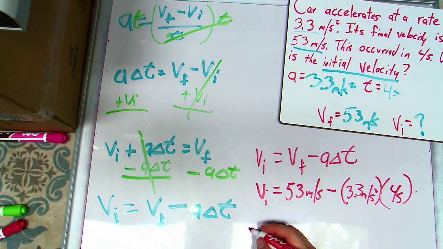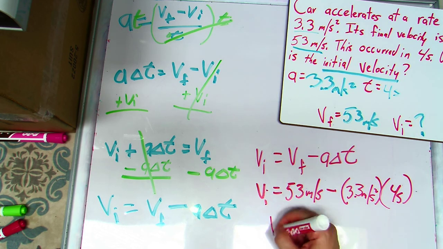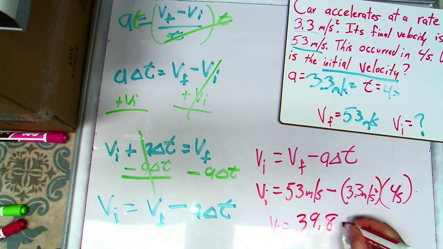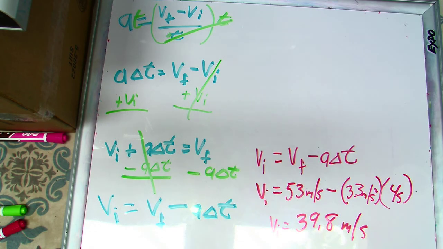All right. Well, if we were to go through, we multiply this, we subtract it from that, we end up getting that the initial velocity had to have been 39.8 meters per second. All right. See, might have been a challenge, but it's one we can handle because we are smart. We are SMRT, as Homer Simpson says. Let's do another one.